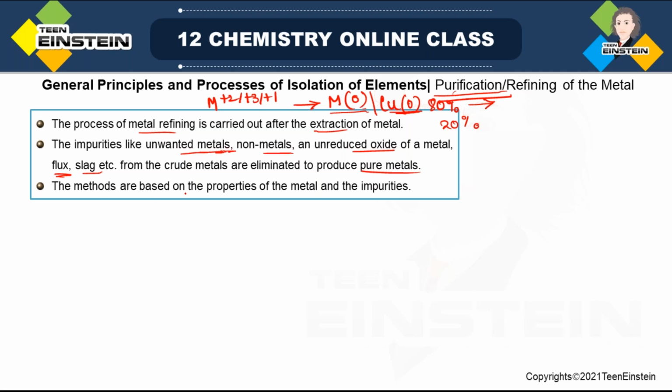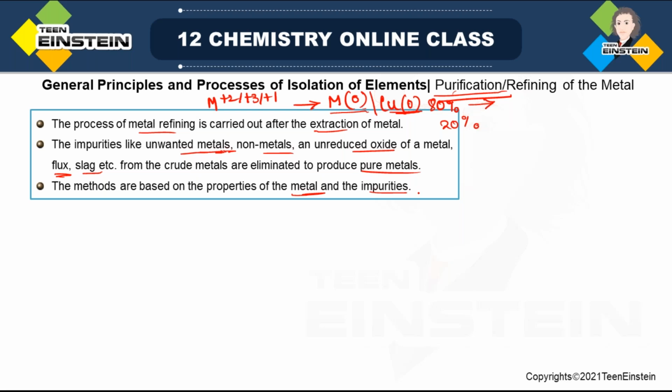Now these methods, because there are several methods, it is not a single process. There are different methods, and it is based on the properties of the metal and also the nature of the impurities. So it is not just the nature of the metal, you have to consider the nature of both the metal as well as the nature of the impurities that you are trying to remove.